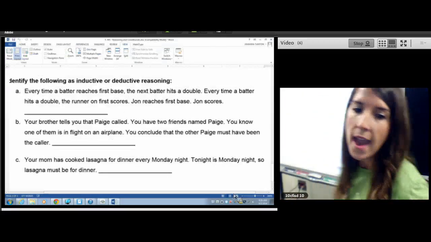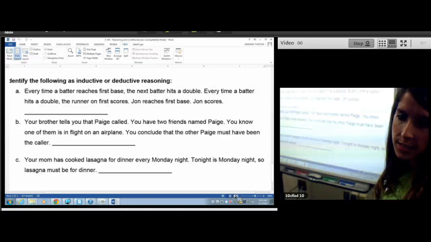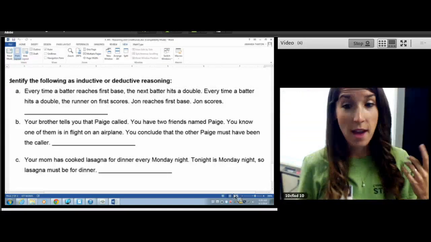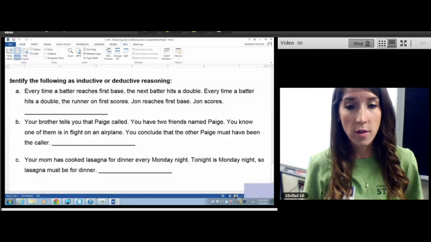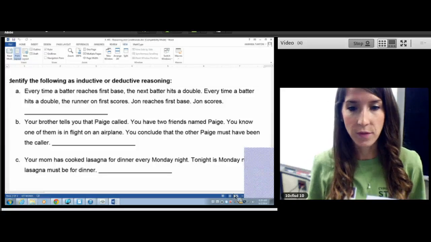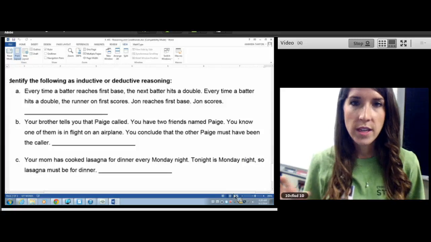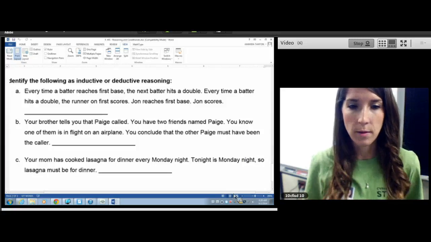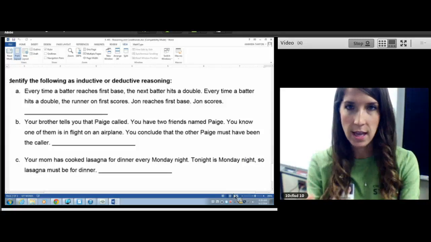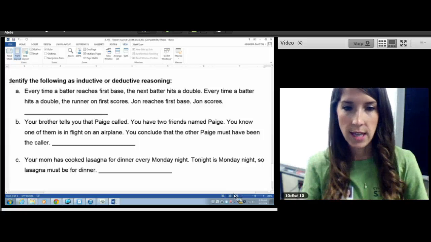This goes. Every time a batter reaches first base, the next batter hits a double. Every time a batter hits a double, the runner on first scores. John reaches first base. John scores. So this is following a logical argument, right? If this happens, then this happens. If this happens, then this happens.